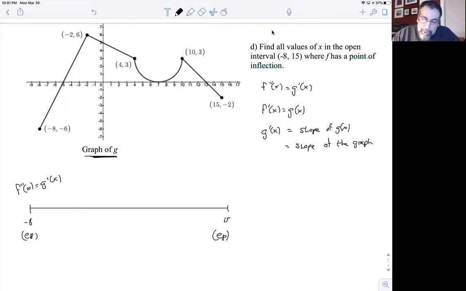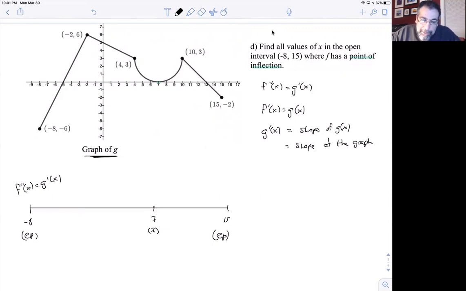So where is the slope equal to 0? Well, in this graph, there isn't a single place where the slope is equal to 0. I take that back. There is one place where the slope is equal to 0. The slope is equal to 0 right here where the semicircle flattens out. So we've got a 0 slope at 7 because that is a place where the tangent line is horizontal. So the slope of g is 0 at 7.